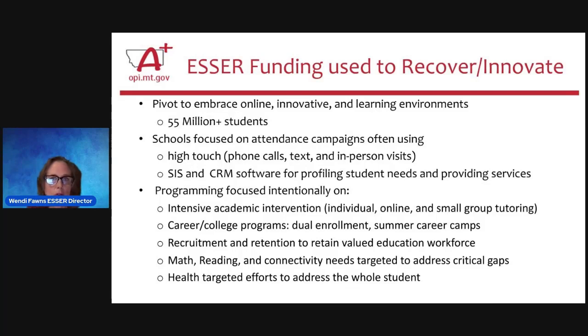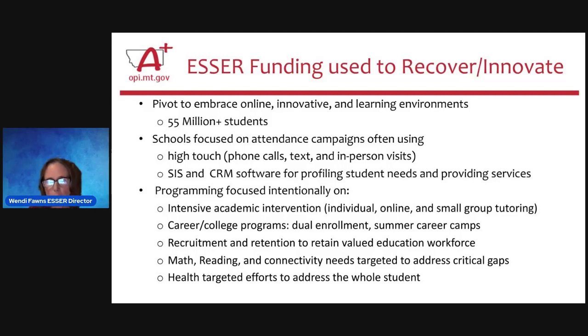So, ESSER funding used to recover and innovate. I think it is very important to understand that ESSER funding was given in a recovery mode. It is COVID relief funding. It is an emergency funding umbrella. And it was also used to say that during an emergency, we also have to do some innovative things to shore up our students who we know are going to have challenges coming back to school or re-engaging in the institutional educational platform. We know that a significant number of students were impacted when COVID happened.